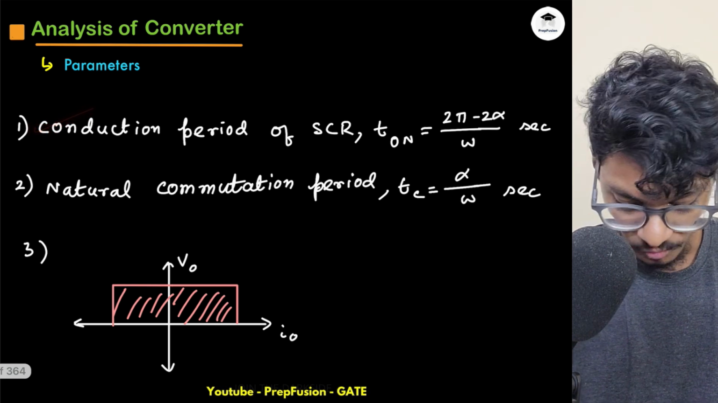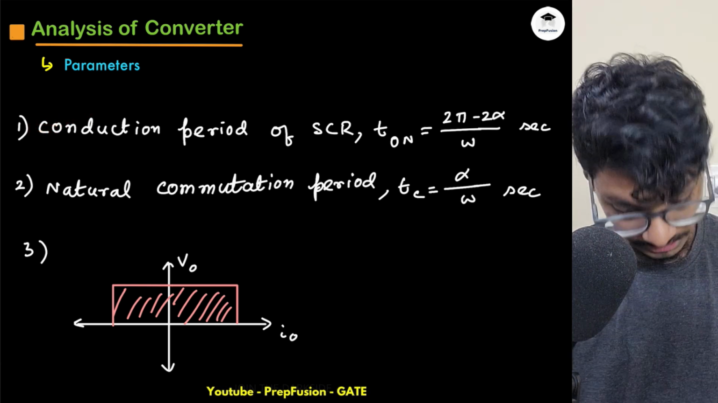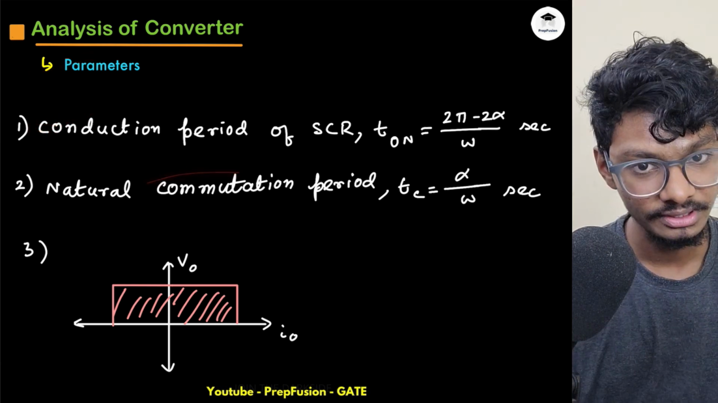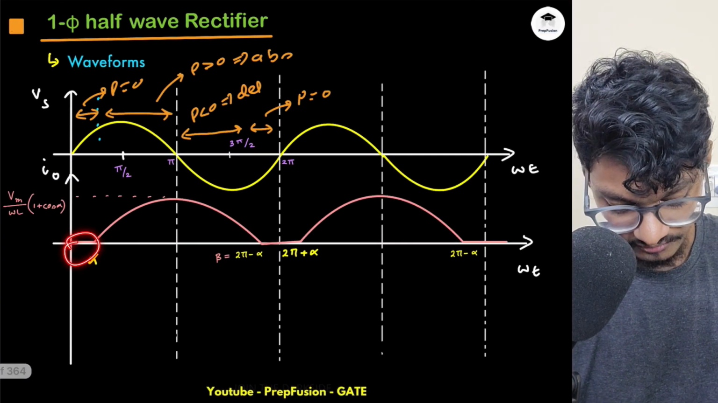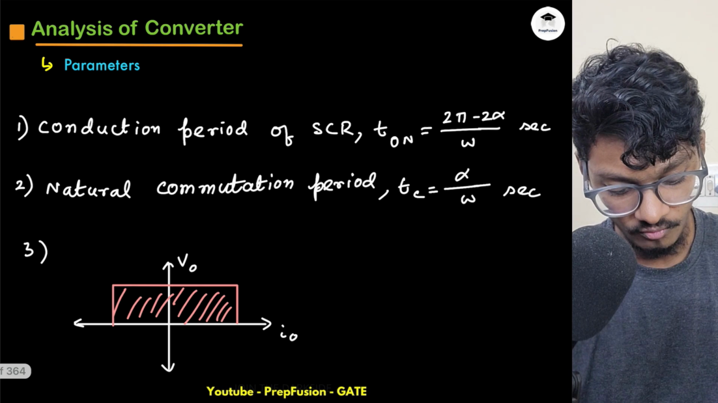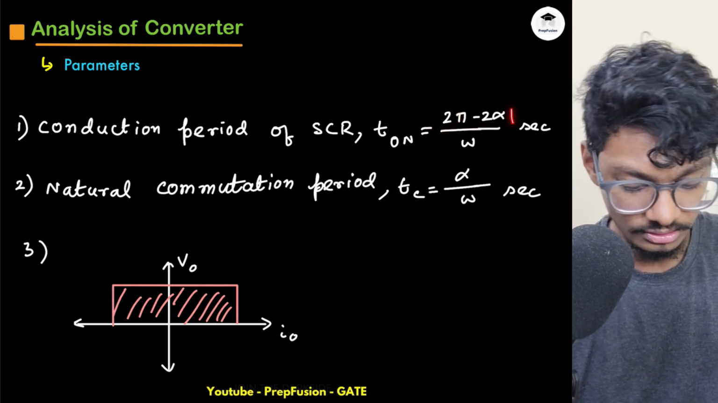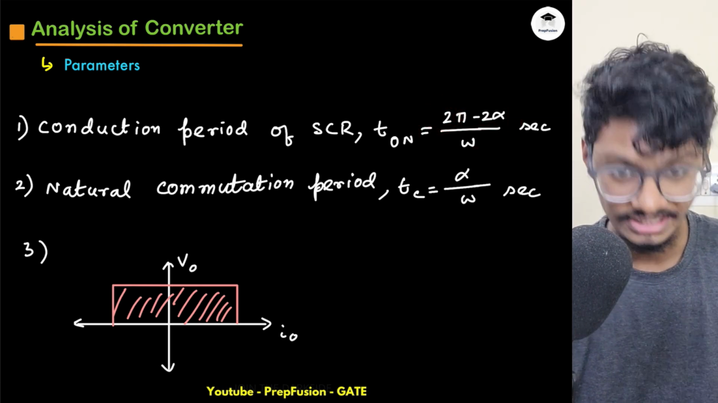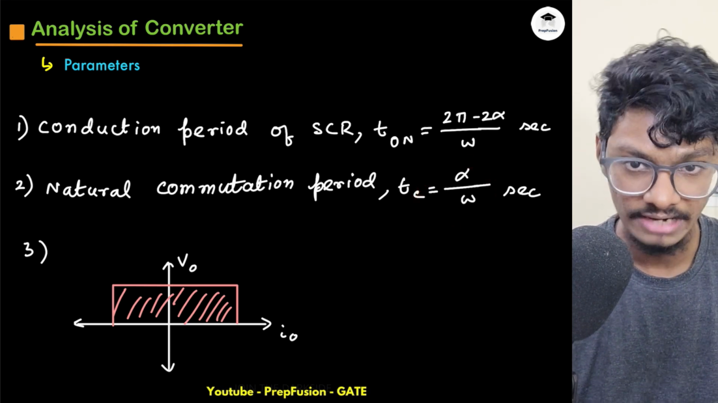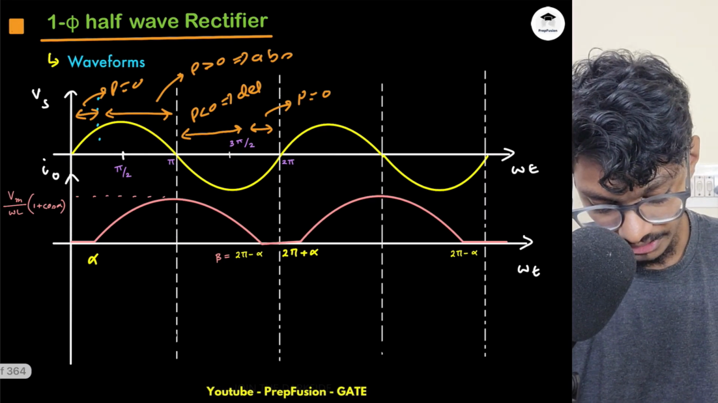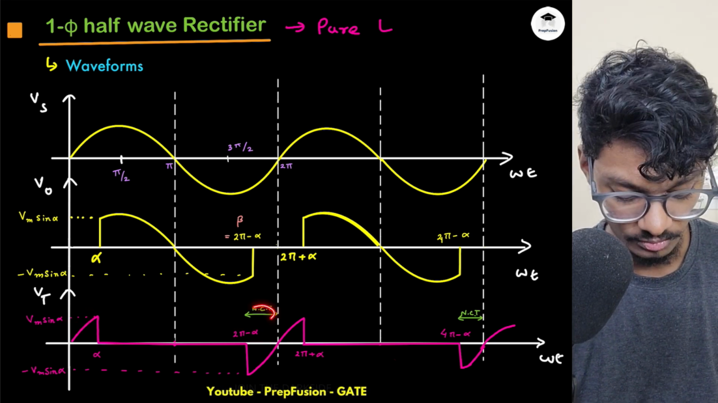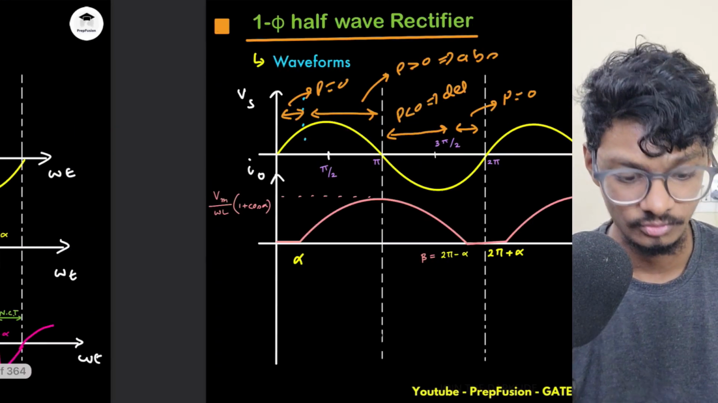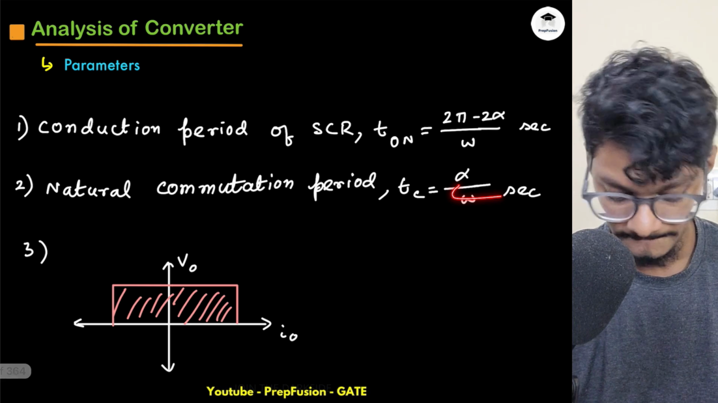So here are a few parameters about inductors in the case of SCR. What is the conduction period? Over a 2 pi cycle, it doesn't conduct for only this alpha and this alpha angle. So over a 2 pi cycle, if I subtract 2 alpha, this will be my conduction period. And what will be the natural commutation time? Natural commutation time will be alpha by omega. Why? Because it is in the reverse blocking mode for this region and in the forward blocking mode for this region. So natural commutation time is the time for which it is in the reverse blocking mode, so it will be alpha by omega.